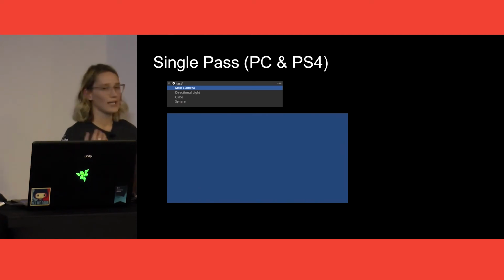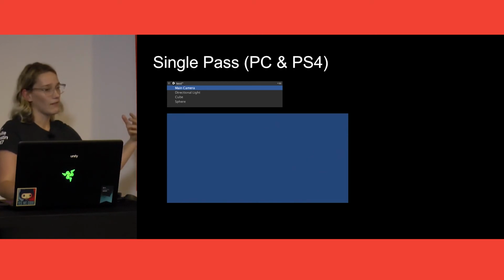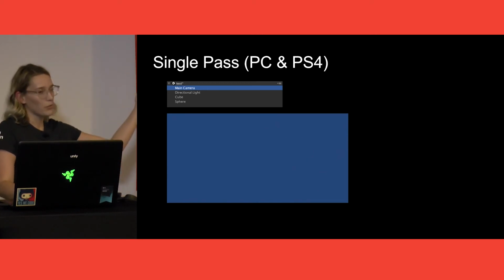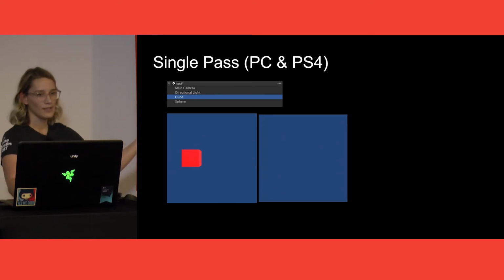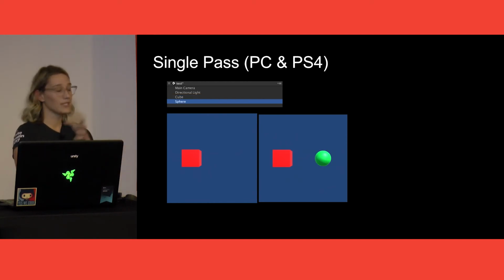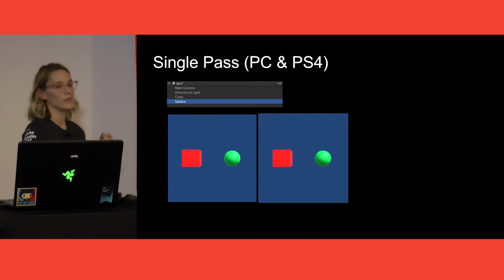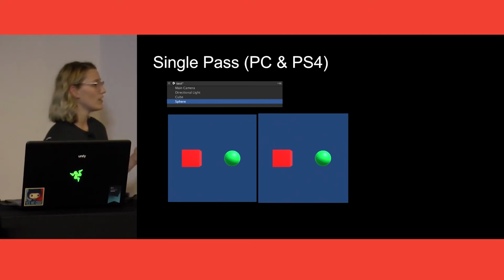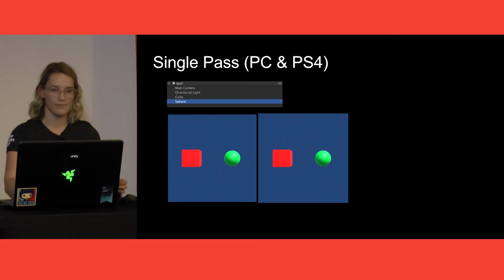Now, earlier we introduced single pass for PC and PS4. What this uses is a double wide texture for the right and the left viewport. So you're going to create the viewport for the left and the right eye, draw the cube for the left eye, then hop over to the right eye and draw the cube again. Staying on the right eye, we're going to draw the sphere, and then we're going to hop back over to the left eye and draw the sphere. So that's a little bit more efficient. We're still drawing everything twice, but we're only going through our scene graph once.